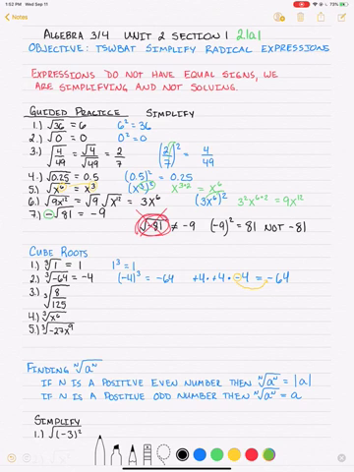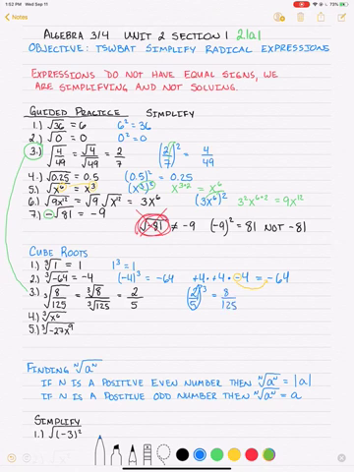Example 3, I have the cube root of 8 over 125. This is the same idea as before. I'm going to take the cube root of 8 and the cube root of 125. The cube root of 8 is 2, and the cube root of 125 is 5. This means I should be able to take 2 over 5, raise it to the power of 3, distribute that exponent, and get 8 over 125.